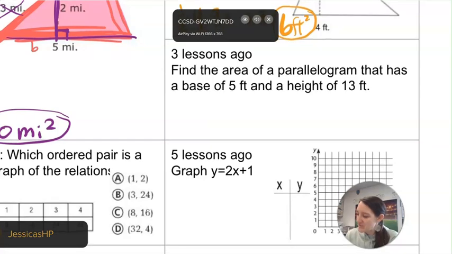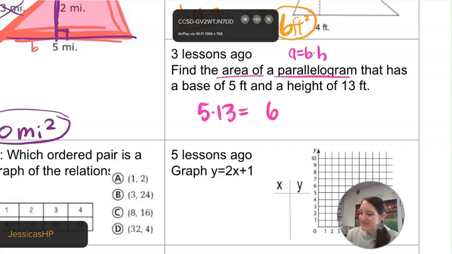3 lessons ago was that parallelogram. Find the area of a parallelogram. We know area of a parallelogram is just base times height. So we're just doing 5 times 13, which is 65 feet squared.